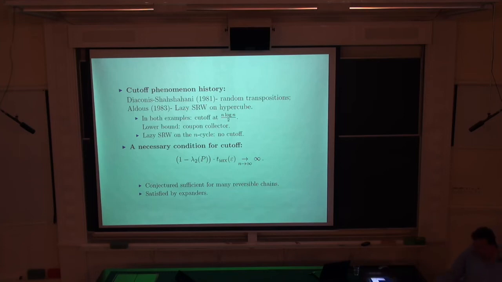The upper bound is much less trivial, and this was proved by Diaconis and Shahshahani in '81 using some representation theory of the symmetric group. A simpler example, proved by Aldous shortly after, is just the hypercube. So you have n bits, or think of the n-dimensional hypercube, and you do a lazy walk.